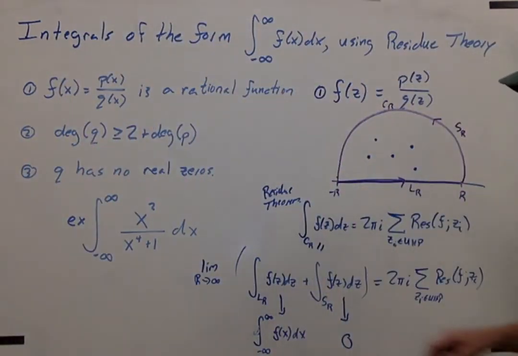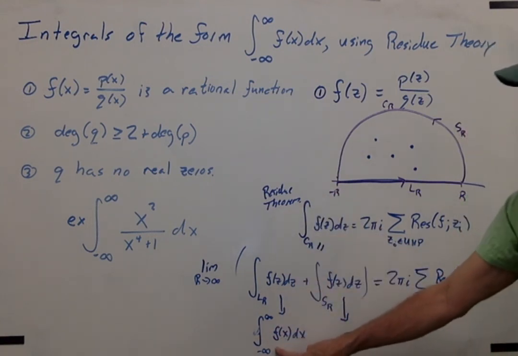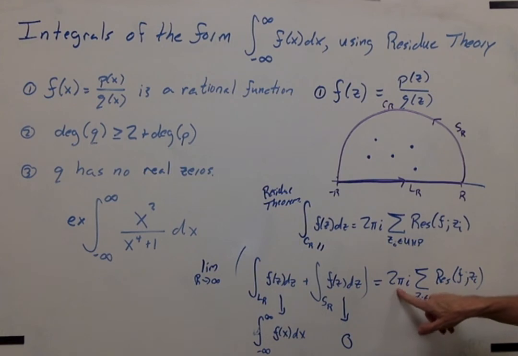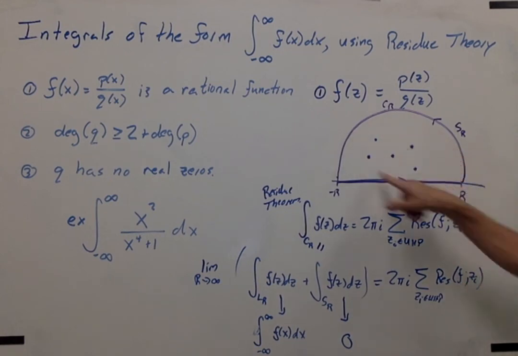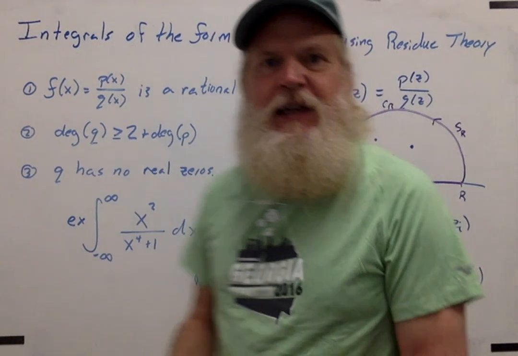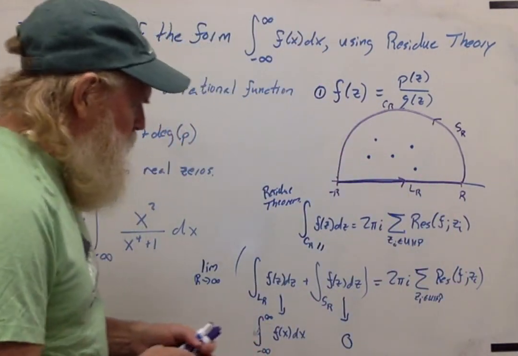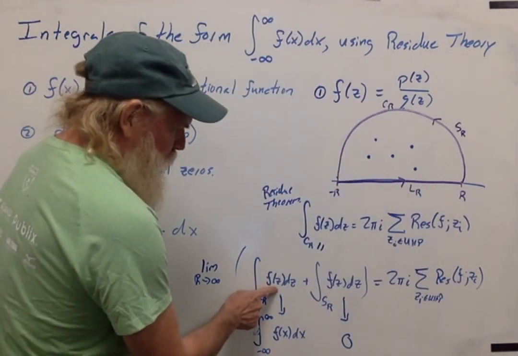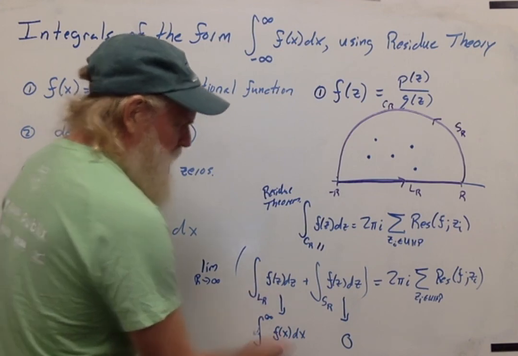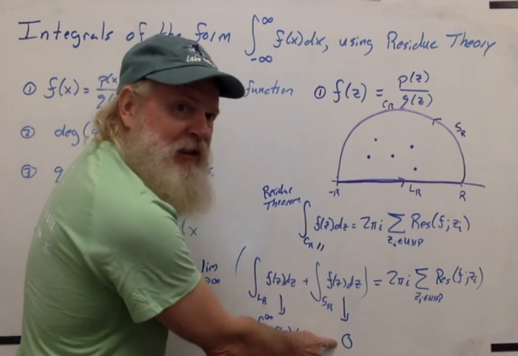So what that means is that the integral from negative infinity to infinity of f of x is going to equal 2 pi i times the sum of the residues of f of z, where you sum over all of the poles in the upper half plane. In the next video, I'm going to give you a little bit more details about why this integral becomes the one that we're looking for and why this integral tends to 0.